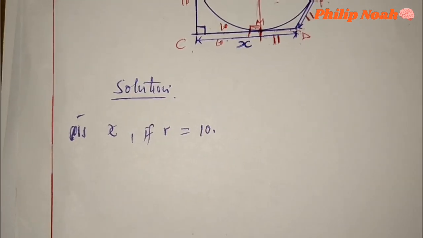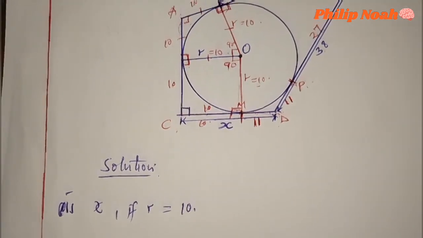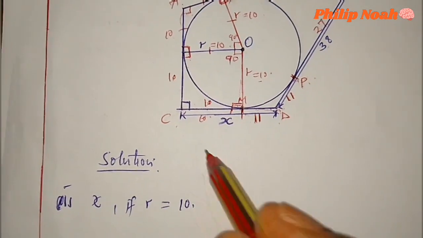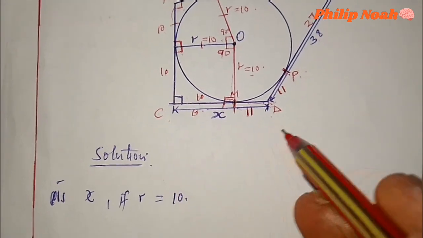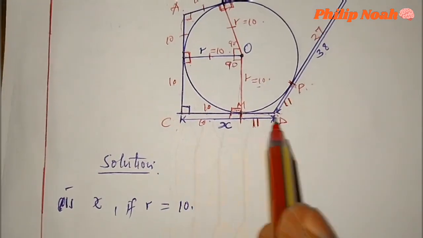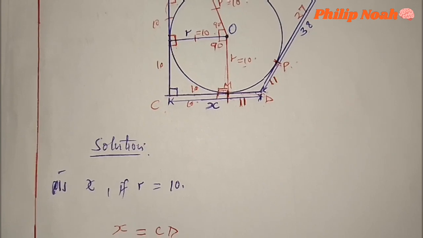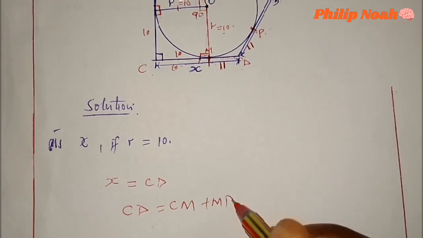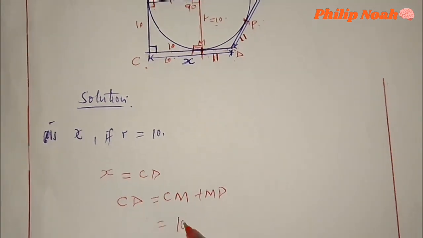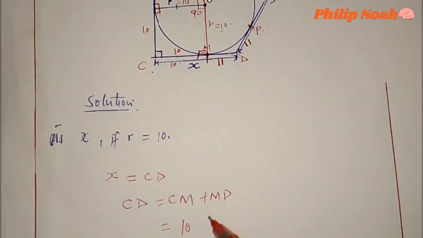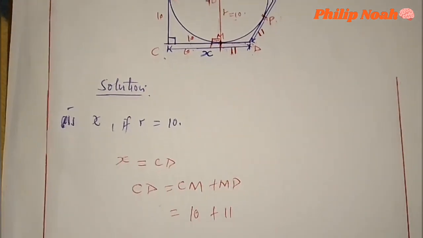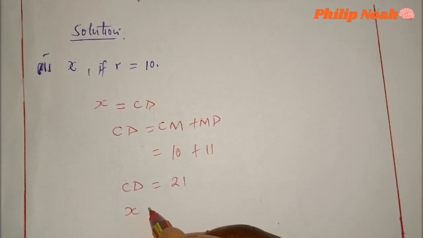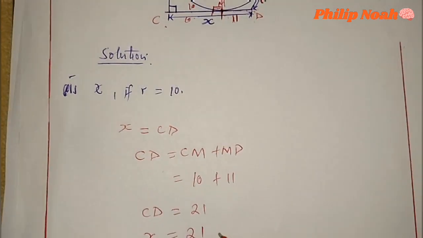Are we there? So we can confidently say that x is that CD. CD is equal to CM plus MD, and CM is 10 units, as you can see. Then MD is 11 units. So CD is 21, and that is x. So x is equal to 21 units.